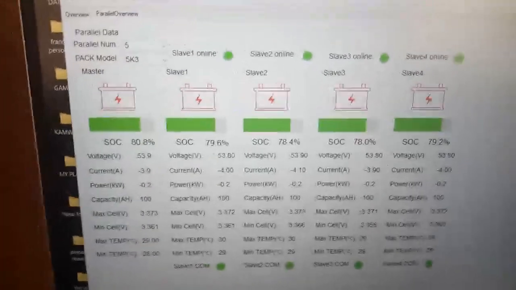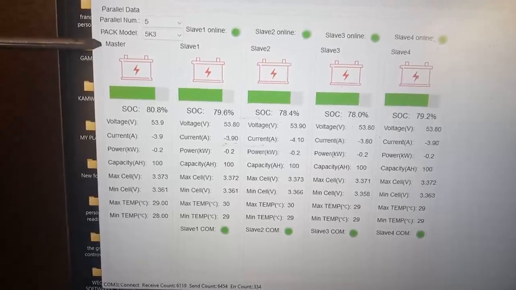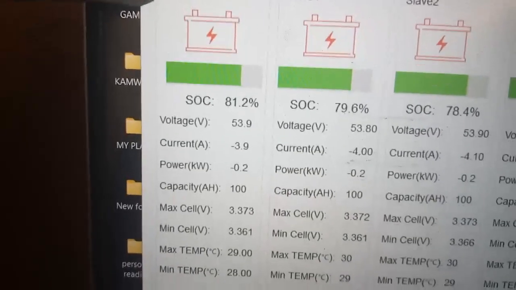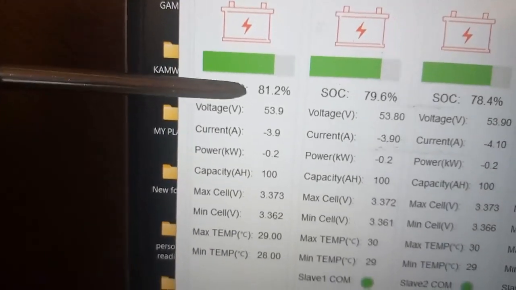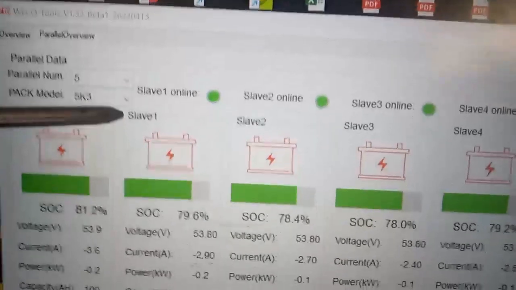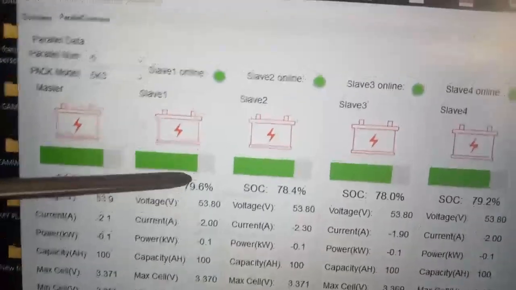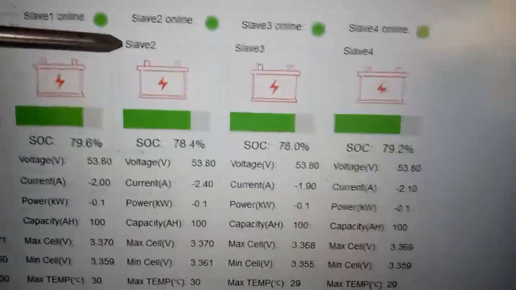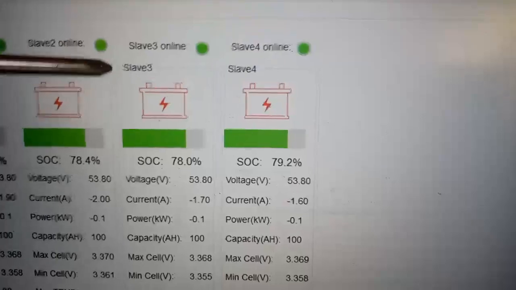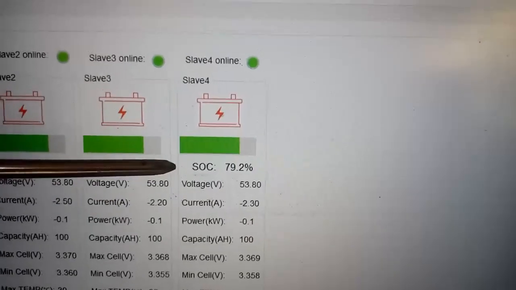So we are having the master battery. As you can see, it's written there, master. It is at 81.2% state of charge. Then we go to slave 1. Slave 1, the state of charge is 79.6. Then we have slave 2. The state of charge is 78.4. Then we have slave 3. The state of charge is 78%. Then slave 4. The state of charge is 79.2.